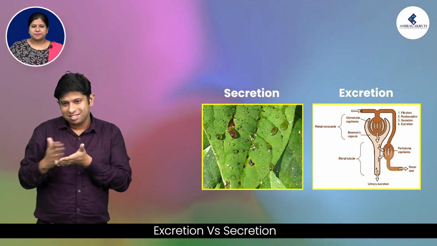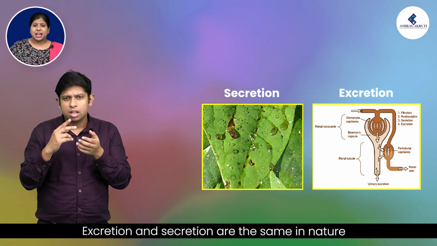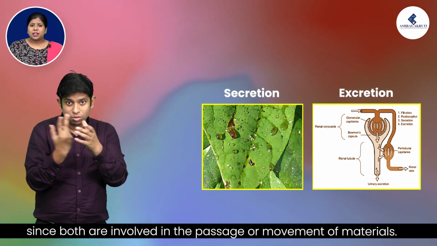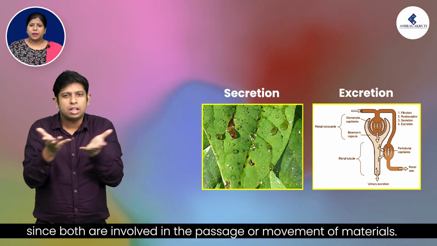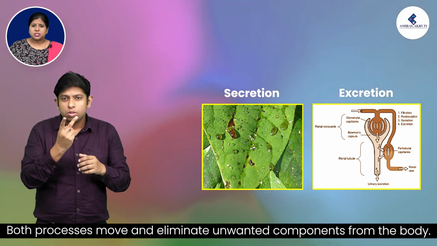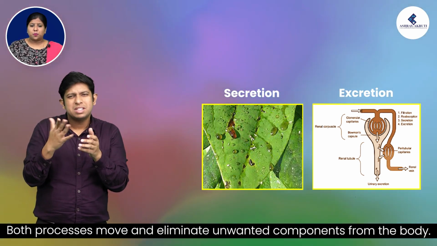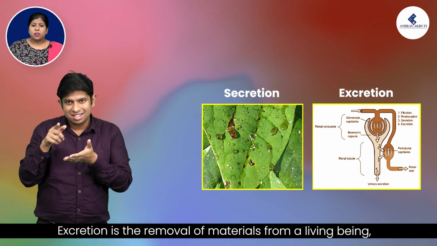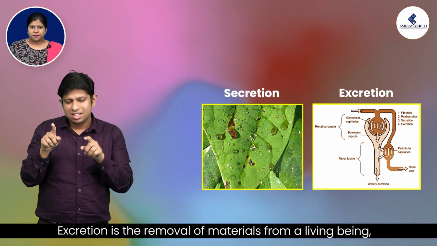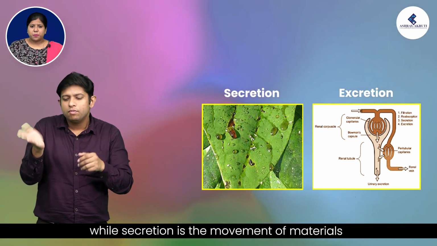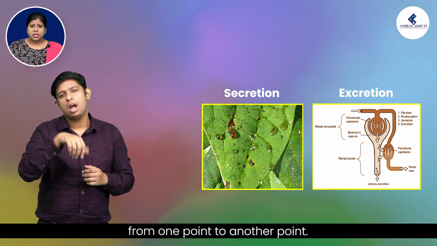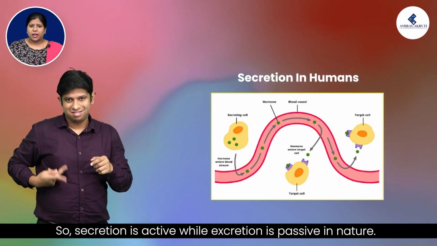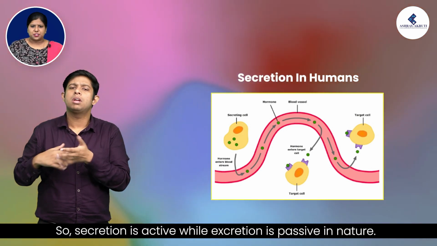Excretion versus secretion. Excretion and secretion are the same in nature, since both are involved in the passage or movement of materials. Both processes move and eliminate unwanted components from the body. Excretion is the removal of materials from a living being, while secretion is the movement of materials from one point to another point. So, secretion is active while excretion is passive in nature.